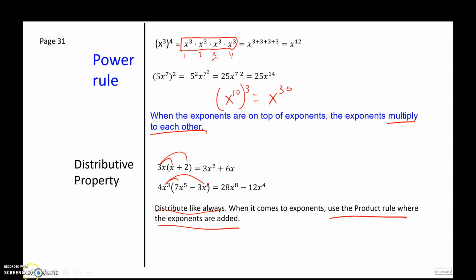Remember, pause whenever you need to so you can copy stuff down. That was it. I thought I had a little bit more.